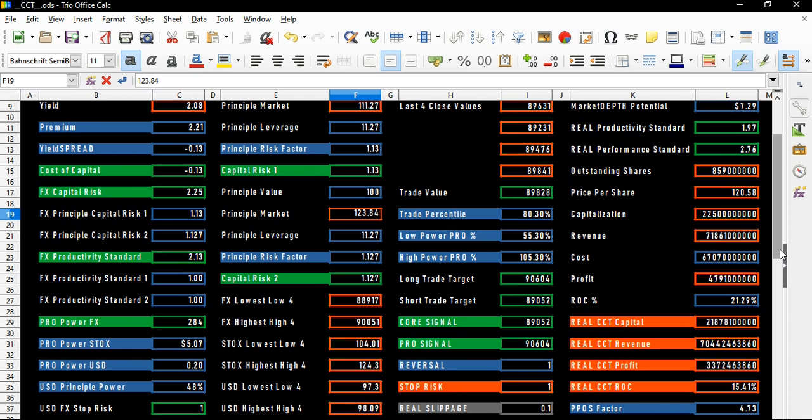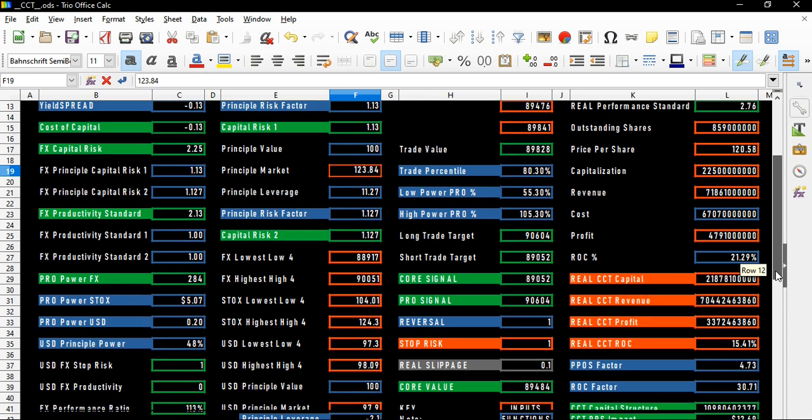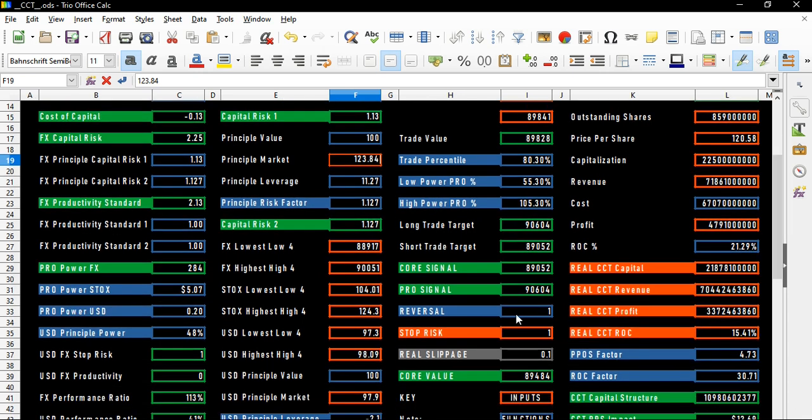But when you look at the reversal and stop risk, do you see how they're the exact same number? And the real slippage is only a tenth. What that means is the market has completely tightened, and that might potentially indicate a reversal. All right?